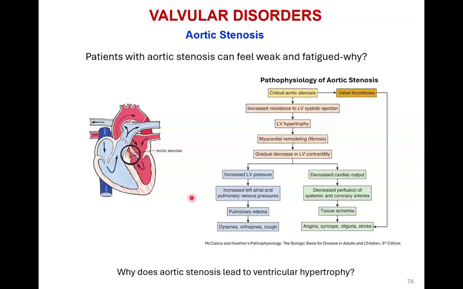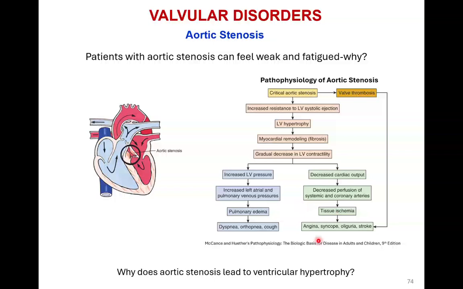Pain, because not only do systemic tissues not have enough blood to meet their needs, but your heart also, right? Because your heart samples the blood that comes off of the first set of blood that comes out through the aorta, right?